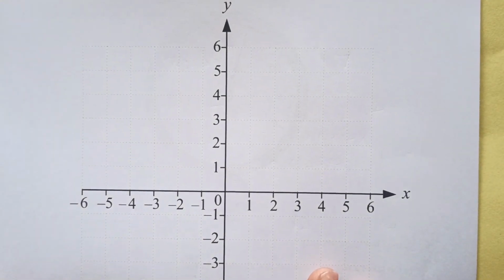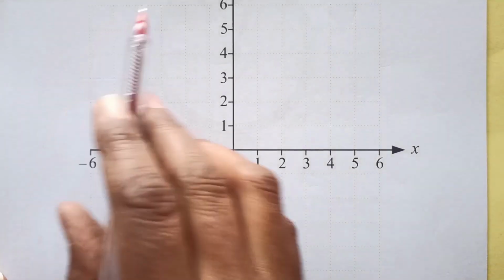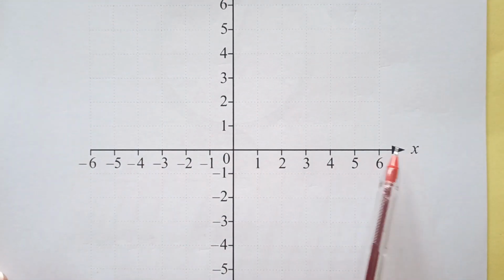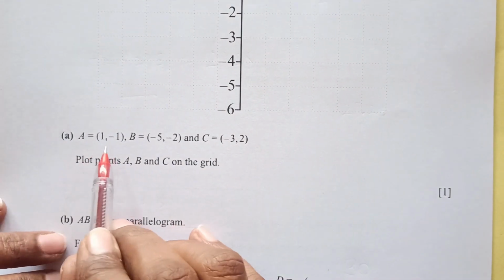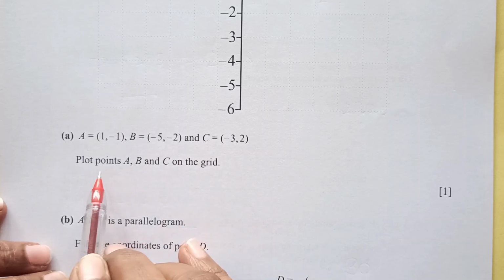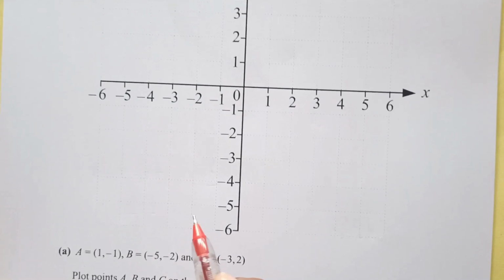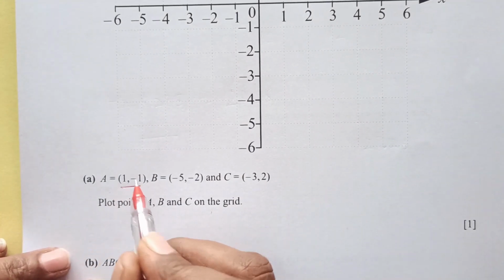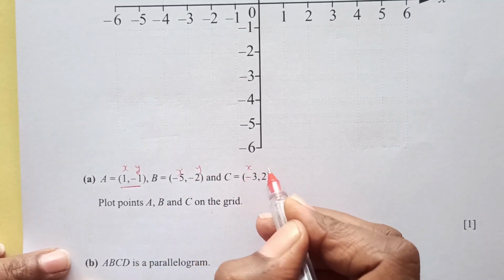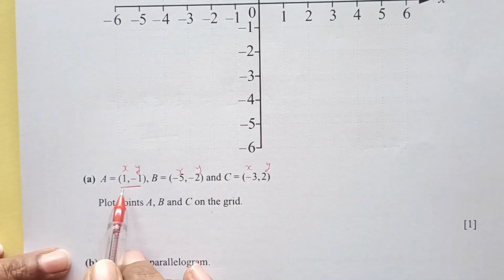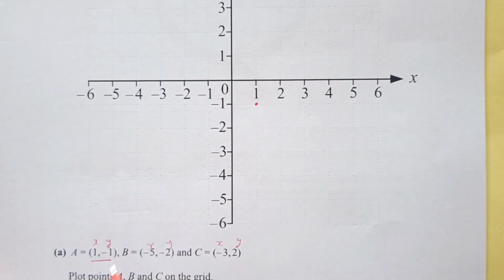Question 4. You can see this is a grid here. We have this x-axis and y-axis. Now A (1, -1), B and C. Plot points A, B, C on the grid. We are given these points and we are going to plot them. So A is 1 and -1. So this value is for x, this one is for y. x and y, x and y. You know, x 1, y -1 is this point here, right?